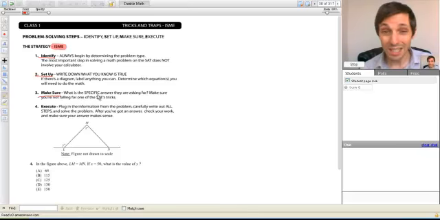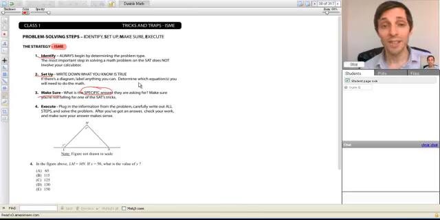So what's an easy way to make sure that you know what they're asking for? Circle the thing they're asking for. If it's 4W as opposed to W, if it's an answer in feet as opposed to inches, whatever it is, make sure you circle it. It doesn't take you any extra time, and it will help make sure that you don't fall into a trap and make a careless error.